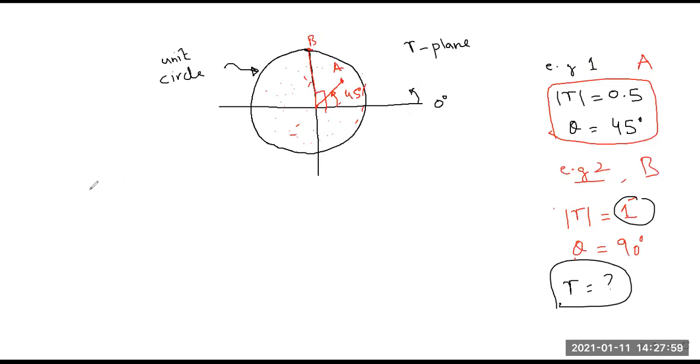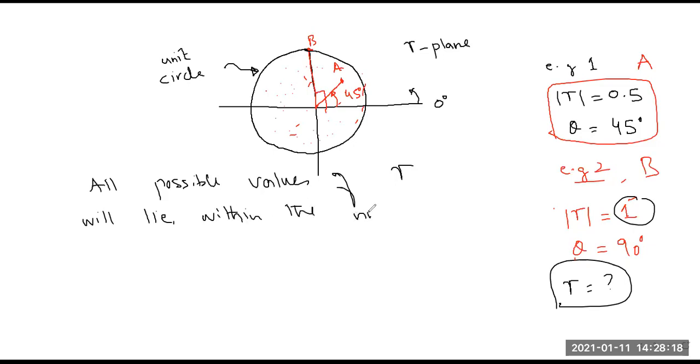So what is the main point you can take from this discussion? All possible values of gamma will lie within the unit circle.